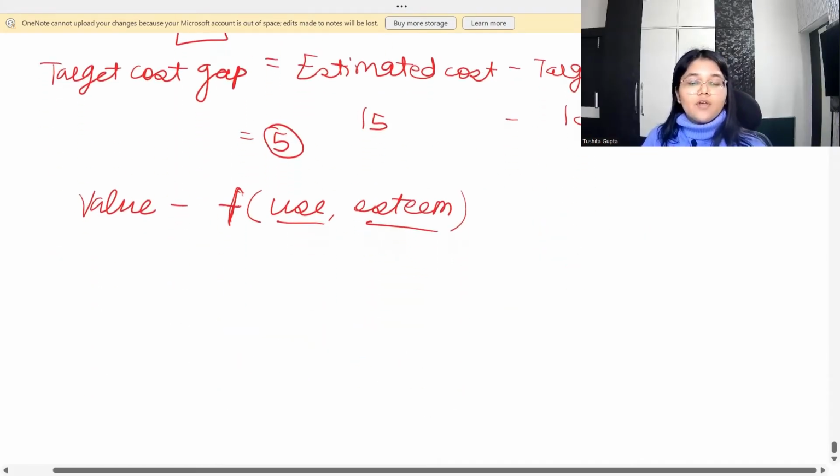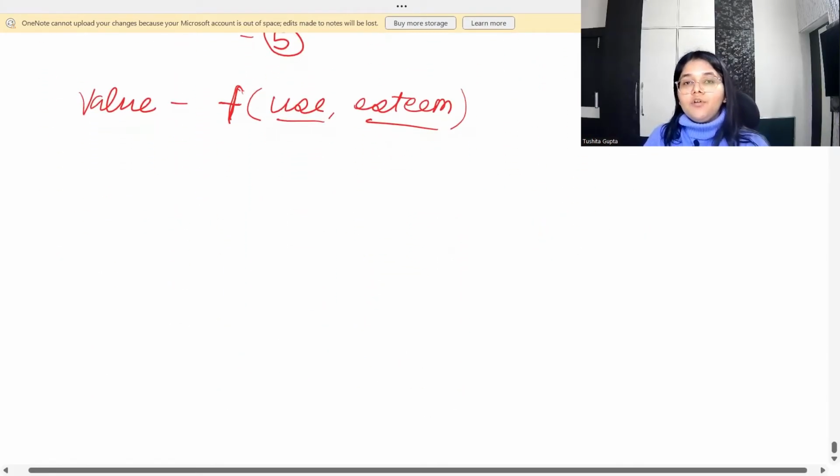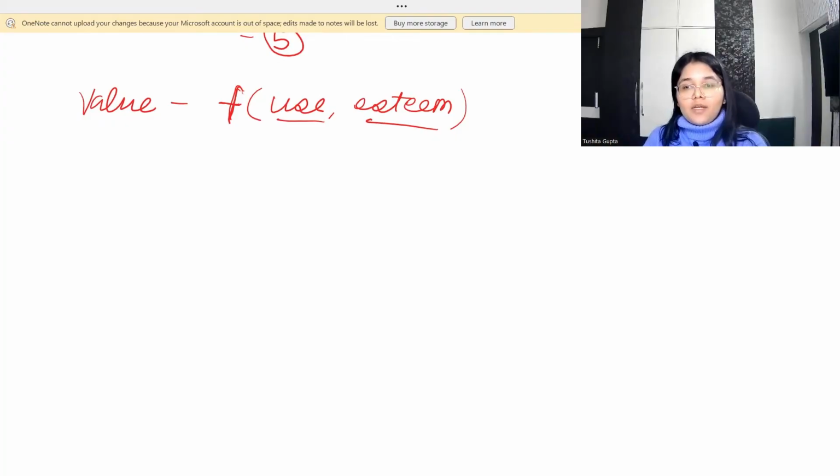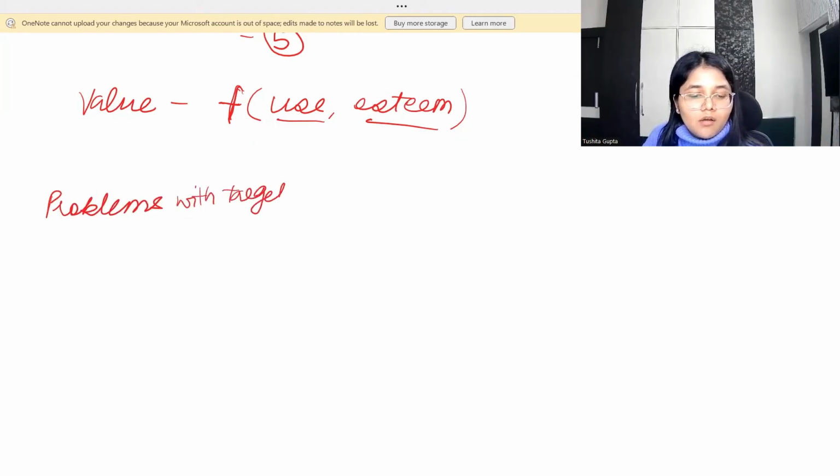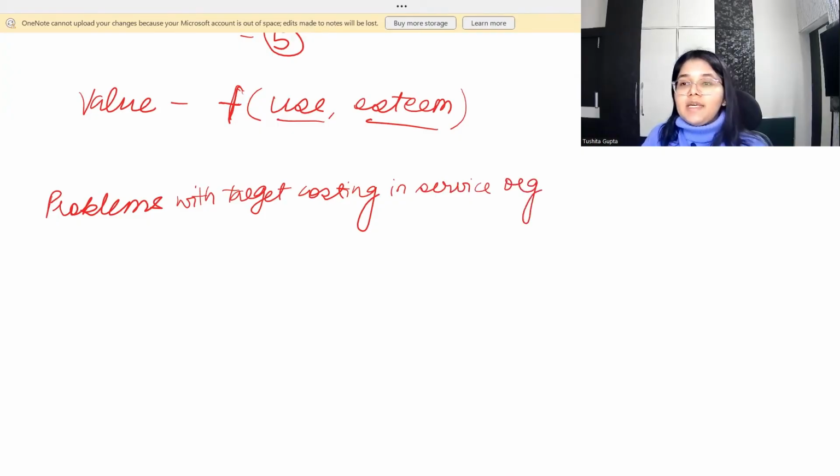And with target costing, we are often asked that using this target costing method is problematic when it comes to service organizations. So, problems with target costing in service organizations. What are the reasons why we face problems with target costing in service organizations?